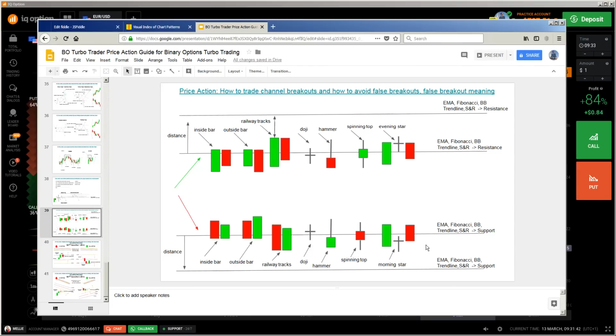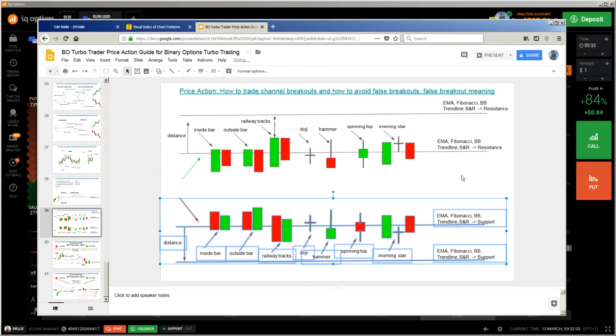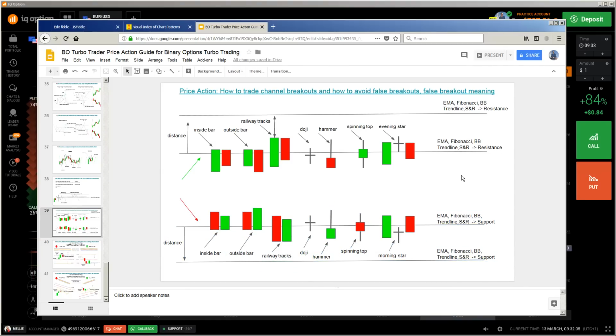This is what you have to keep in mind. You have to see the big picture of everything to understand, and this is why I'm telling you to watch all the videos, get the ebook, read the ebook, and watch the videos related to this ebook, to understand the whole concept, because you need everything to understand everything. So, okay, I think this was enough about breakouts, channel breakouts, false breakouts, and how to trade them.